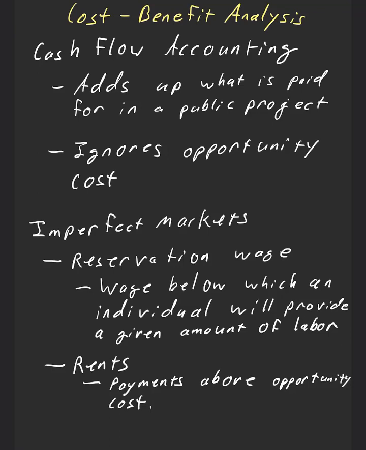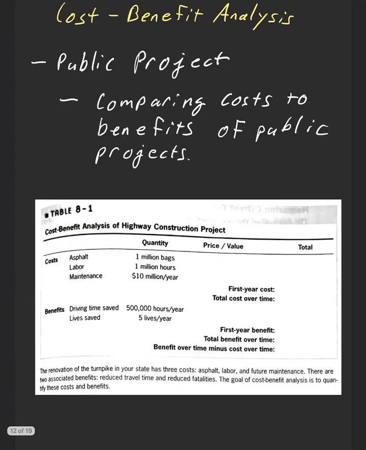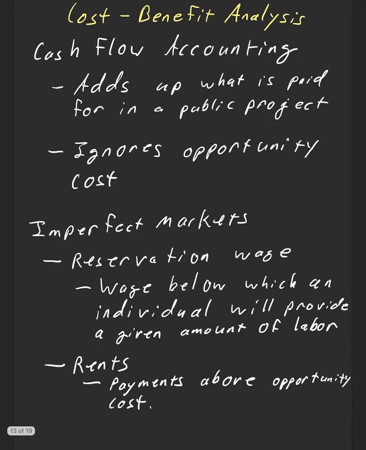Now, a big wrinkle here is imperfect markets. Let's take a look at this labor element. We have an imperfect market, so it's not that everyone's clearing, there's some unemployment, etc. It brings up an idea called reservation wage. The reservation wage is the wage below which an individual will not provide a given amount of labor. So wage above which an individual will provide, wage below which an individual will not provide.